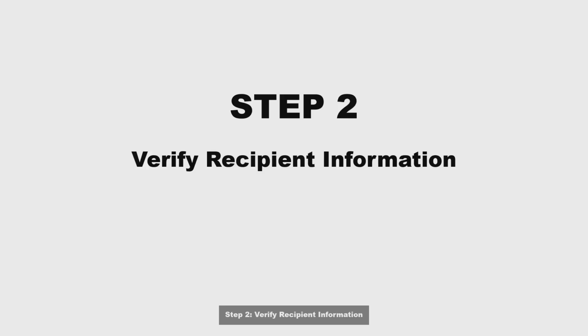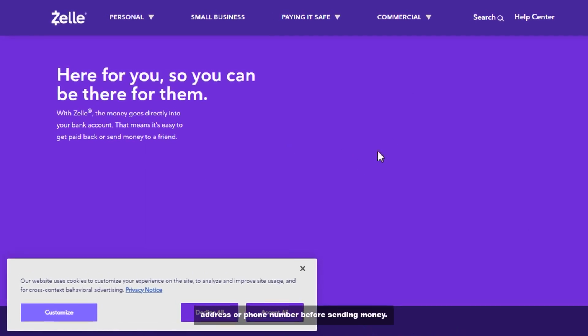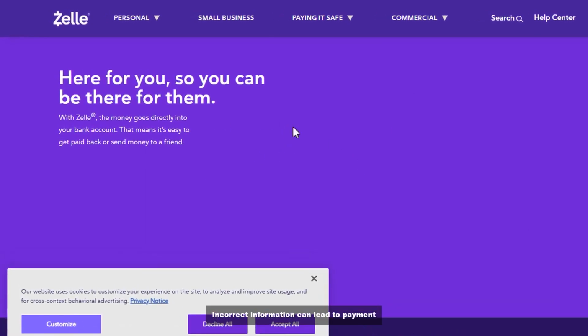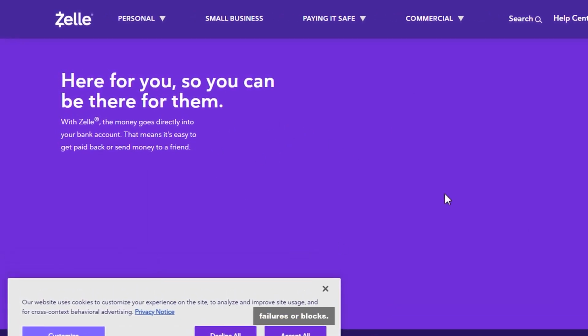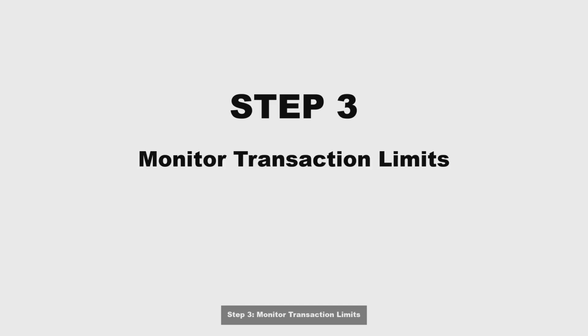Step 2. Verify recipient information. Always double-check the recipient's email address or phone number before sending money. Incorrect information can lead to payment failures or blocks. Step 3. Monitor transaction limits.